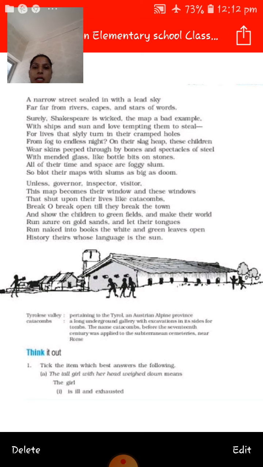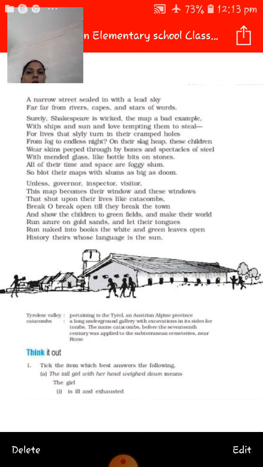Let's move on to the last stanza of the poem. Unless governor, inspector, visitor, these maps become their window, and these windows that shut upon their lives like catacombs, break, oh break, open till they break the town, and show the children green fields, and make their world run azure on gold sands, and let their tongues run naked into books. The white and green leaves open history there, whose language is the sun.